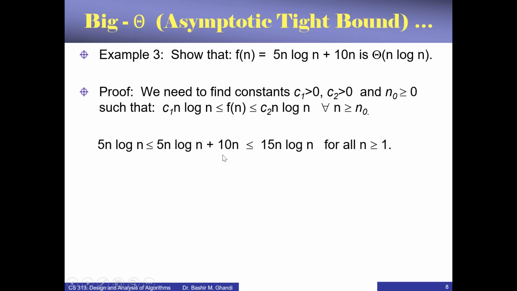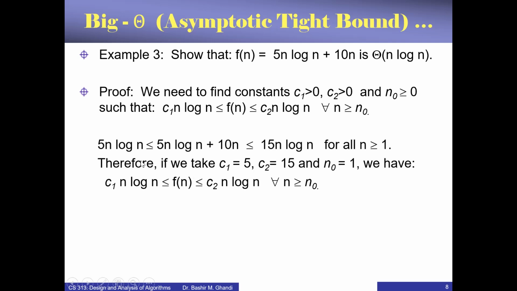Actually, again, in this case, because there is no constant here, all the terms involve n, we can, if we wish, say that this is true for all n greater or equal to 0. So we can choose n naught to be 0 if we wish. But if it is true for 0, it is also true for 1.